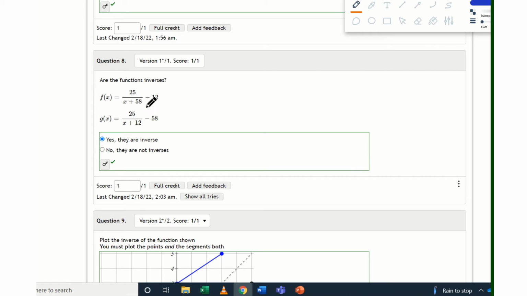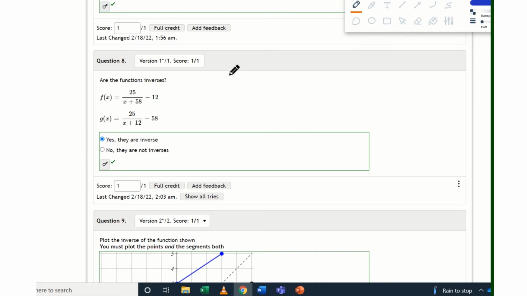So there are two ways that we can check and see if two functions are inverses. One way is to compose them together and see if we get an answer of x. And the other way is to go through our process with one of them and see if we get the other one. So I'm going to do the process of finding an inverse because I think it will be easier than composing them together, but we'll see.